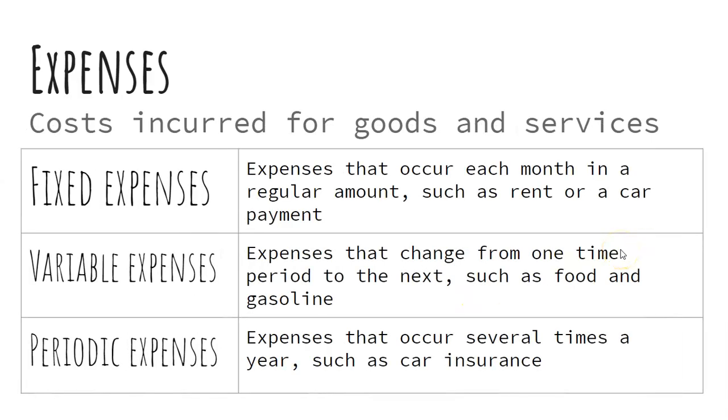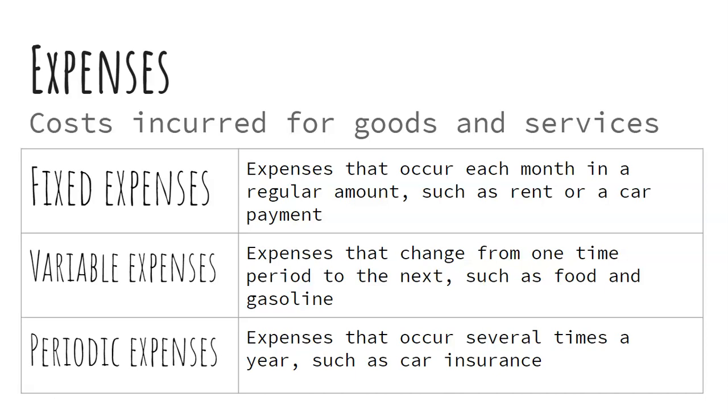And there are three different types of expenses. Fixed expenses are expenses that occur each month in a regular amount, okay? Like having to pay your rent or mortgage payment or a car payment. Usually those are the exact same amount every month. You can count on those. You know exactly how much that's going to be.